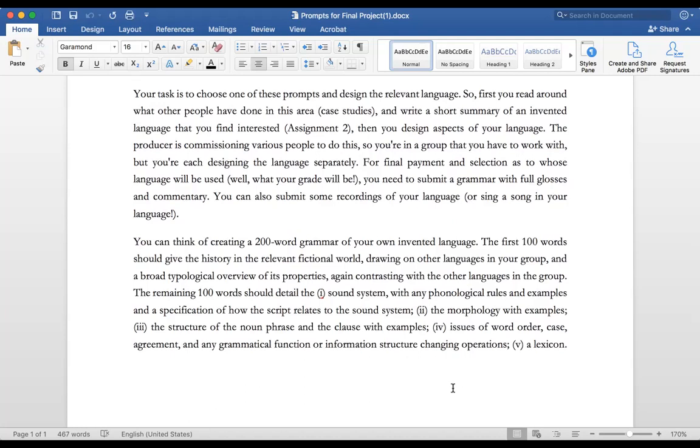I always suggest having the first 100 words give a sort of history to the fictional world. So what is the word for nose, if your alien has a nose in that language, or head, or arms, right? Maybe the alien does not have arms. Maybe the alien only has legs. Maybe the alien has arms and legs together, and there's a word for that or something.